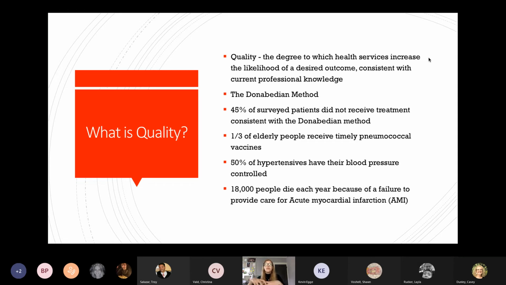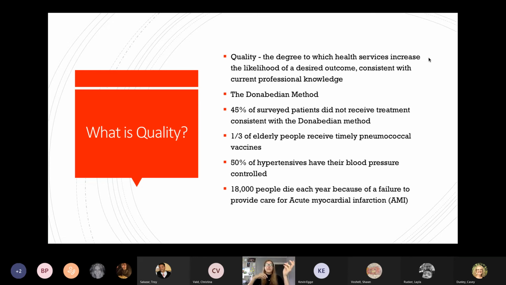Structure has to do with the physical aspect of medicine. Do you have enough nurses? Do you have enough supplies? Do you have the latest technology? Do you have clean facilities? Do they have enough beds to house patients? That kind of stuff. And then you go into processes, and there's both technical and interpersonal processes.